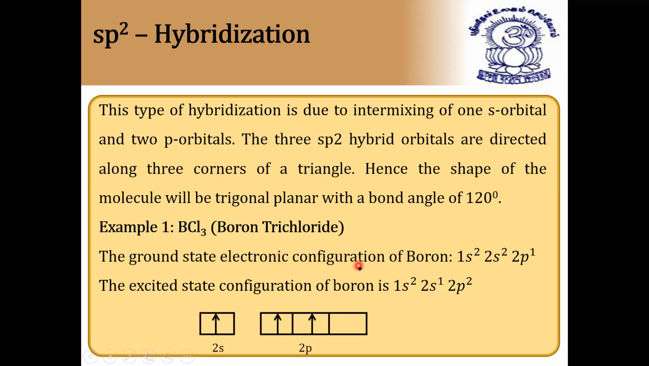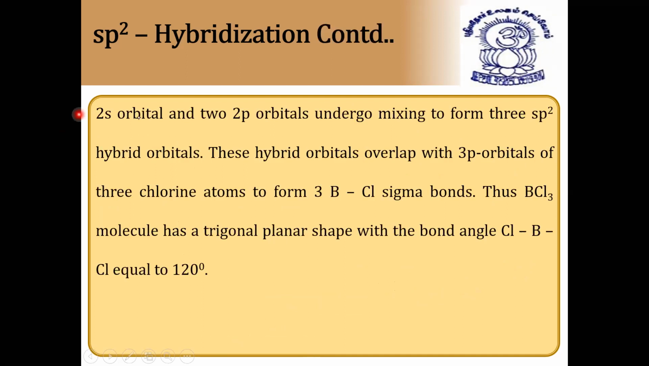In this hybridization, we have one 2s orbital and two 2p orbitals with electrons present. The 2s and 2p orbitals undergo mixing to form three sp2 hybrid orbitals. These hybrid orbitals overlap with the 3p orbitals of three chlorine atoms, to form three B-Cl sigma bonds. Thus, the BCl3 molecule has a trigonal planar shape with a bond angle equal to 120 degrees.